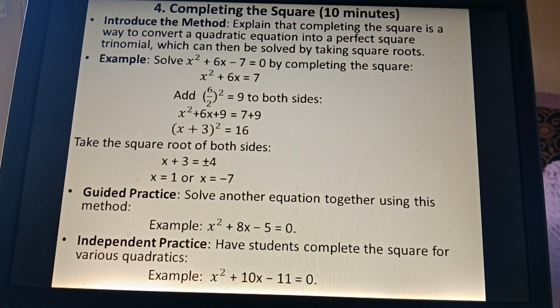Example, x squared plus 8x minus 5 is equal to 0. Independent practice. Have students complete the square for various quadratics. Example, x squared plus 10x minus 11 is equal to 0.